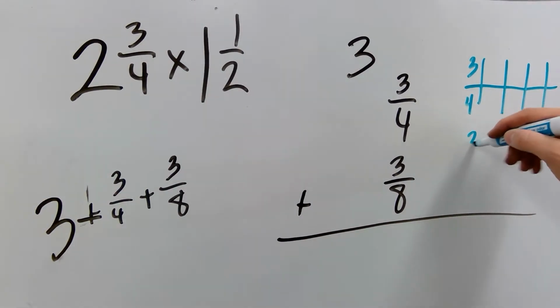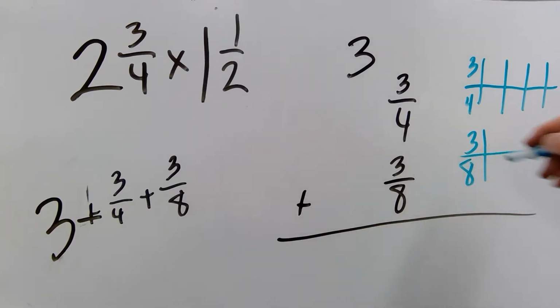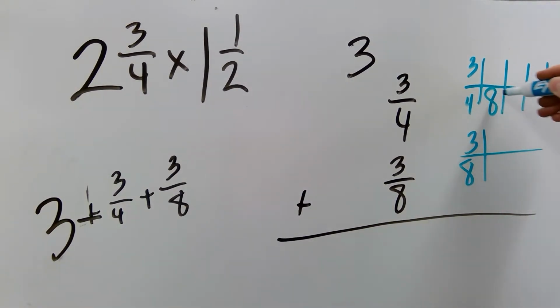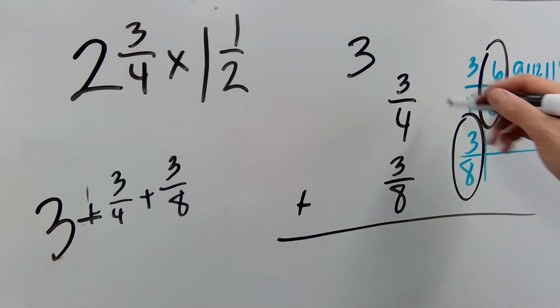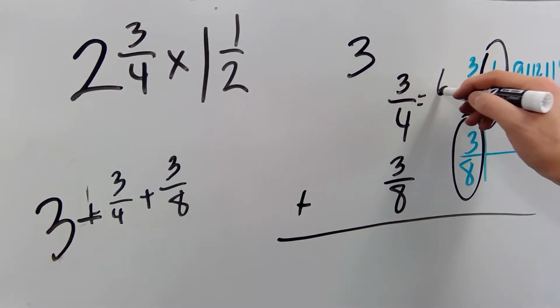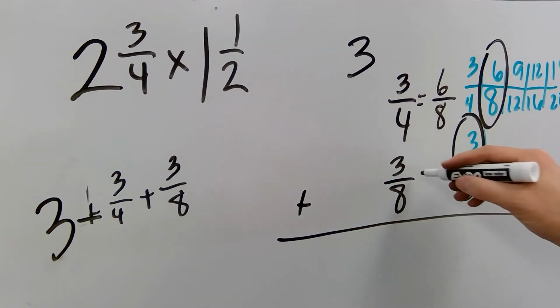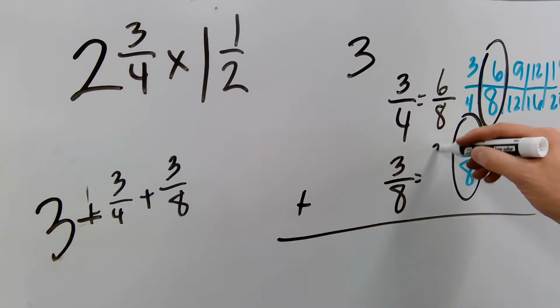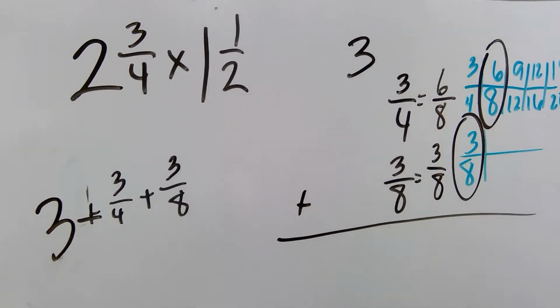3/4, 3/8. The ratio table is just a trick to help you. 4, 8, 12, 16, 20; 3, 6, 9, 12, 15. So I can already see my common denominator is going to be 8ths. 3/4 is equivalent to 6/8. 3/8 gets to just stay as 3/8.